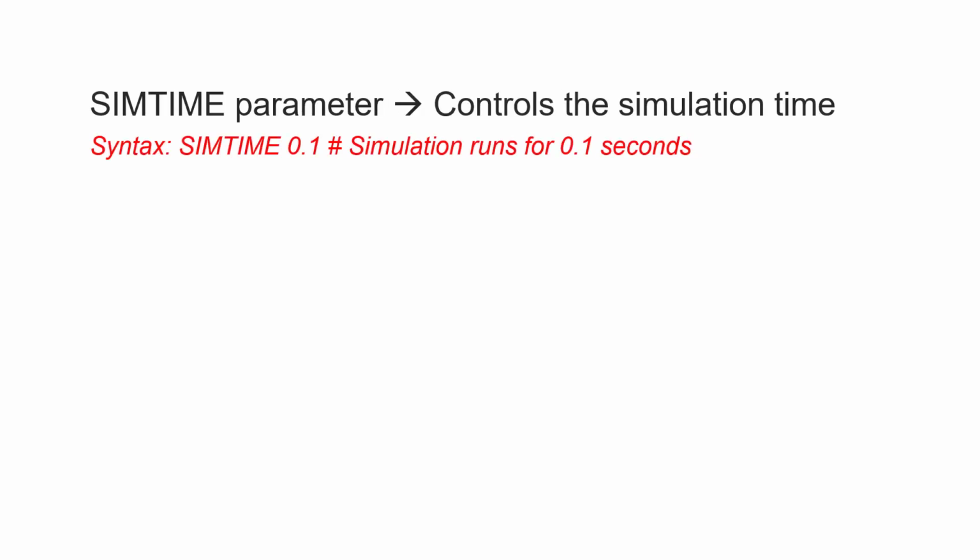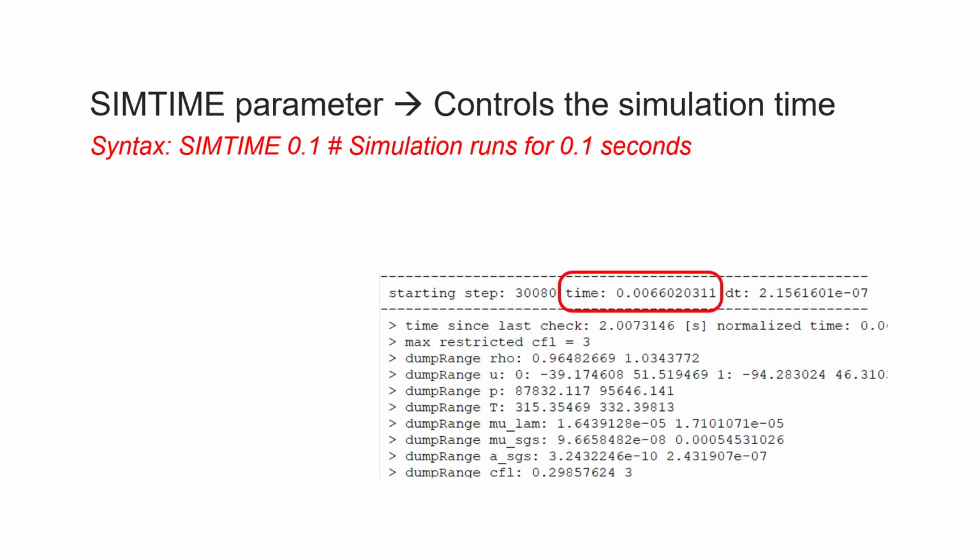Then there is the sim time parameter, which lets the user run the simulation for a particular amount of simulation time. This is useful when the user knows beforehand how much time their simulation must be run for. This time is also printed in the log file at the start of each time step.